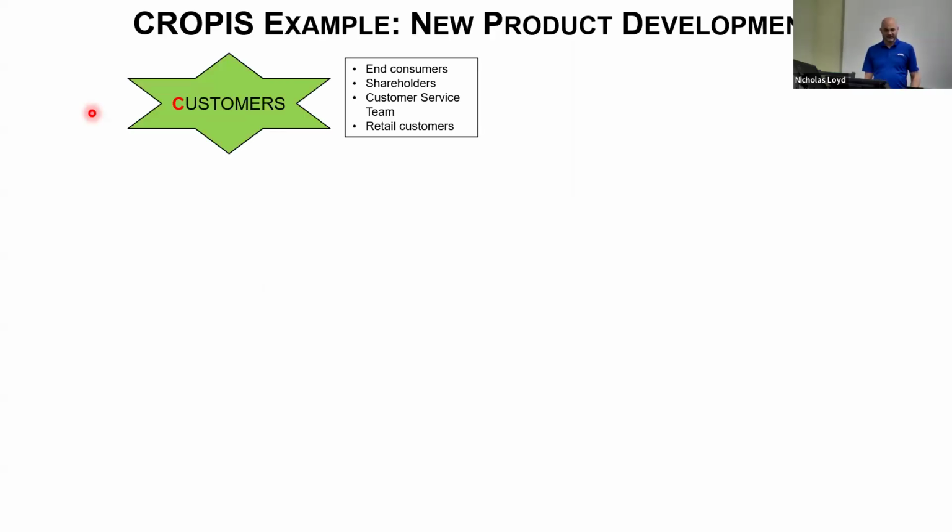So we'll use the CROPUS example first. Let's say we're in new product development. And so we have customers. We have our end customers. We may have shareholders. There's the customer service team who has to interact with the customers, so we want their input. We may have retail customers, whatever that might be. And so then we would start with who are potential customers who might use what we're going to develop.